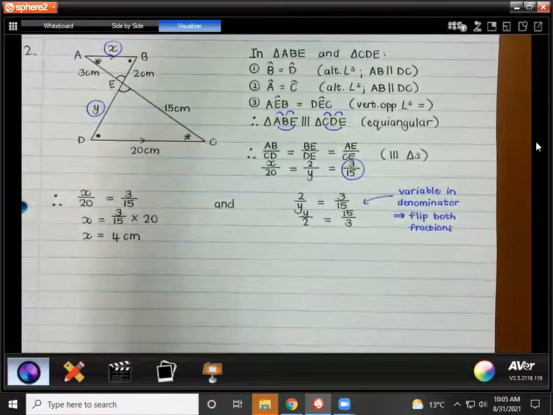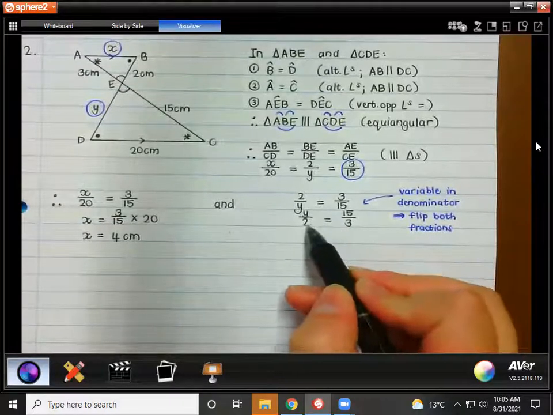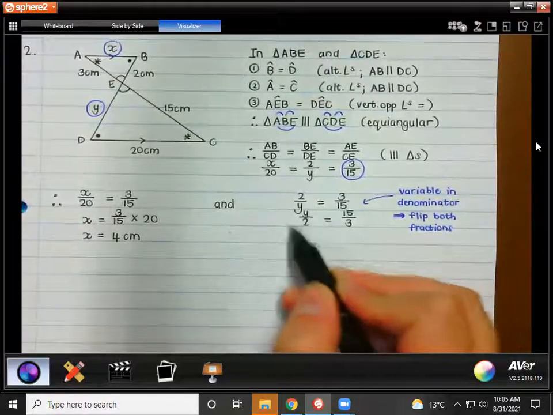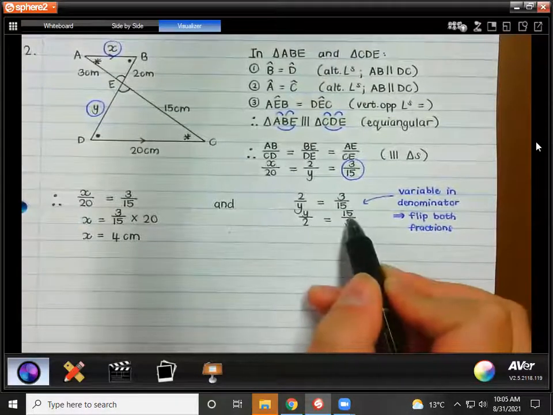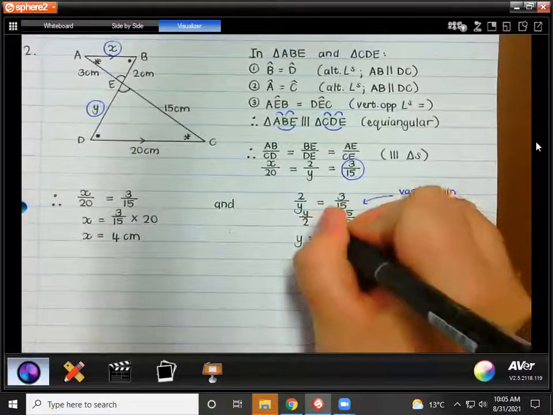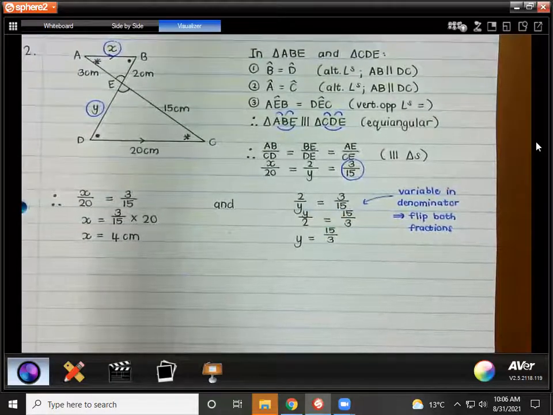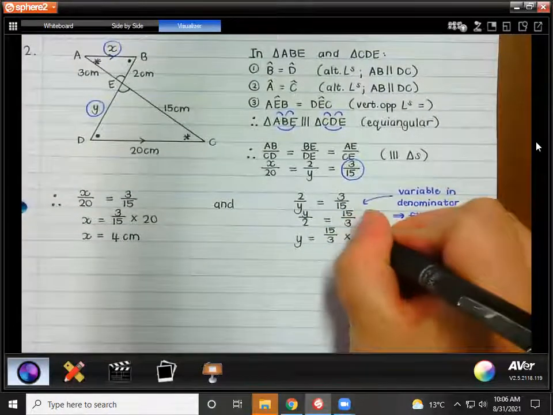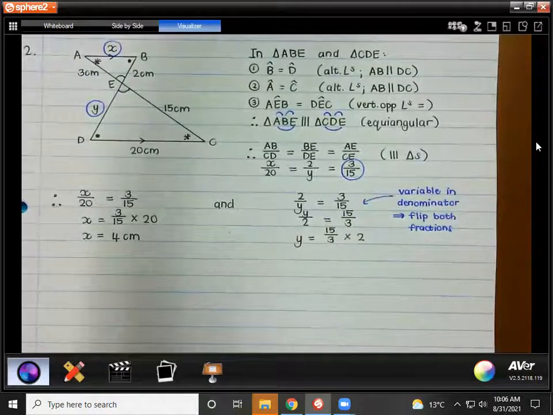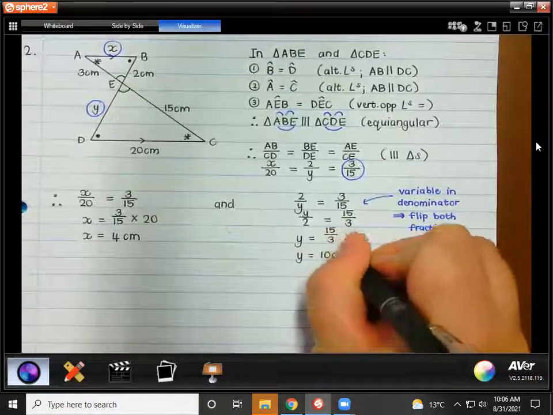Now guys, what is 15 divided by 3? 5. All right, so you can write that as 5 if you want, or you can leave it as 15 over 3. It's fine. What am I doing with this 2? I am dividing by 2. So when I move it, I have to times by 2. So y is going to be equal to 15 over 3, or just 5, times that 2. And that will give you 10 centimeters.